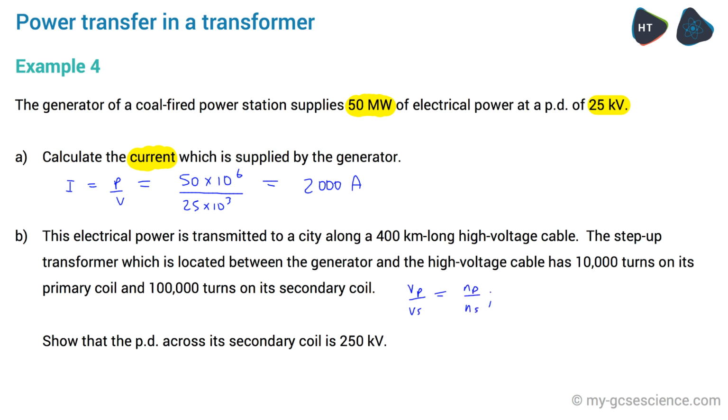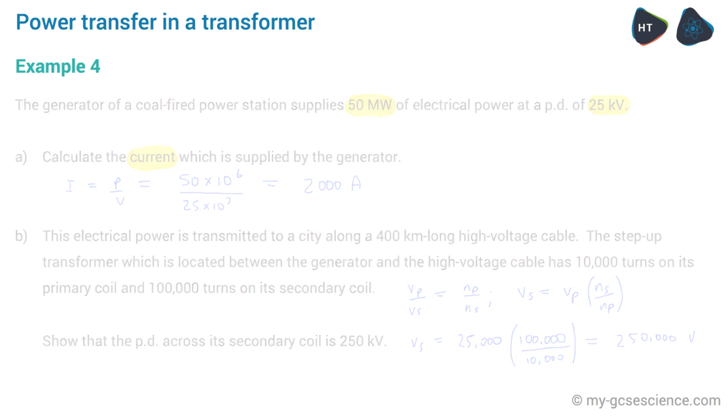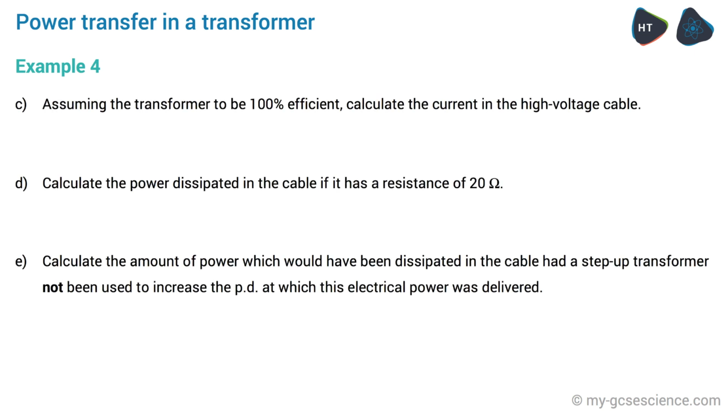For part B, our equation is Vp over Vs equals Np over Ns. You can do this one whichever way you're happy with. What I'm going to do here is make Vs the subject of the equation, which looks like this. Vs equals Vp times Ns over Np, and then sub in my numbers. 25,000 times 100,000 divided by 10,000. And that gives an answer for Vs of 250,000 volts, or 250 kilovolts. Have a look through parts C, D and E now.